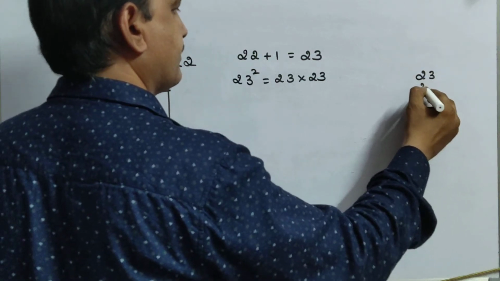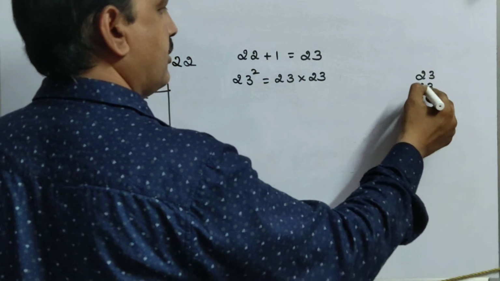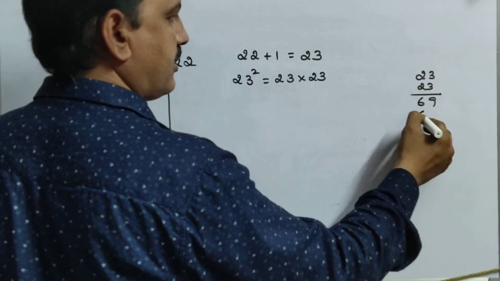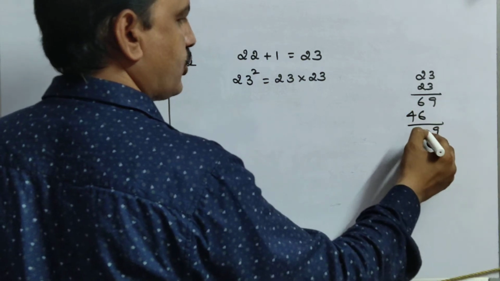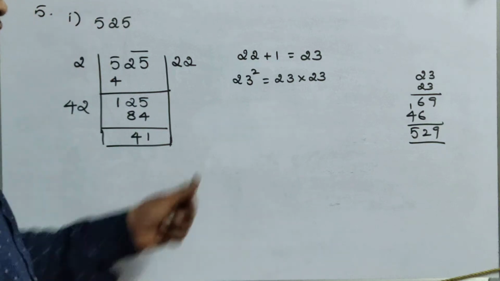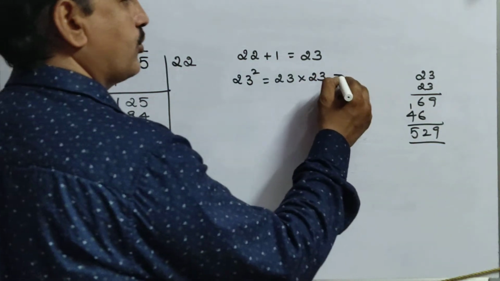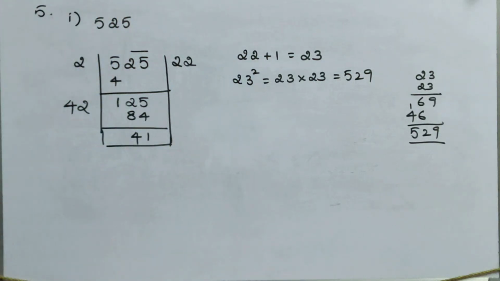See here. 3 3s are 9. 3 2s are 6. 2 3s are 6. 2 2s are 4. 9. 6 plus 6 is 12. 1. So 529. So 23 into 23 is 529. Listen once again. I am telling you once again.